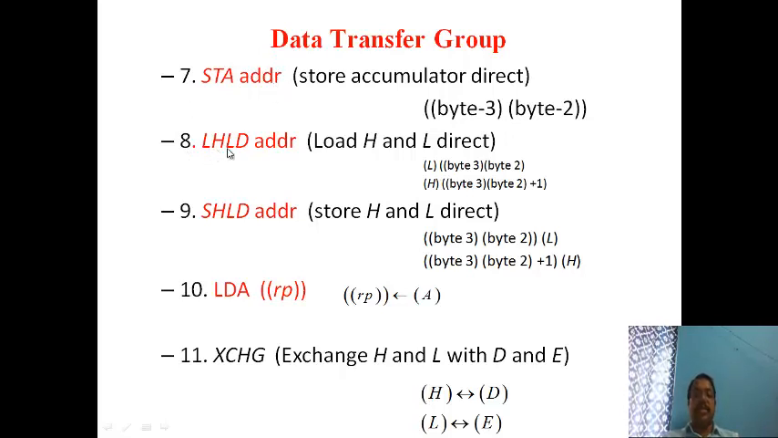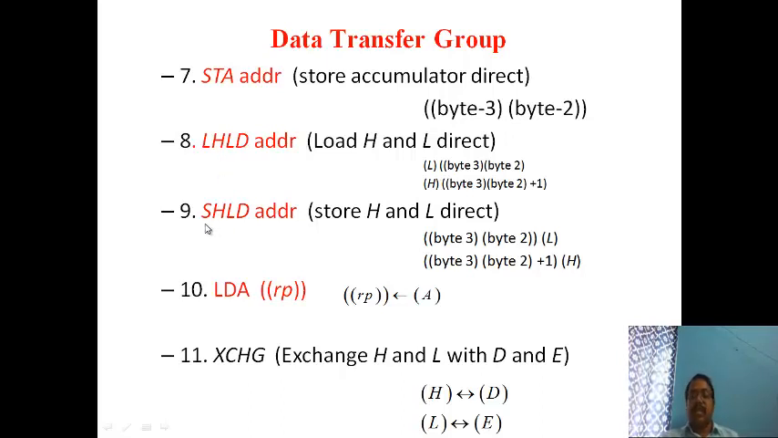Then LHLD, L, H, L, D direct. So here L is the same load, D is the same direct, whereas HL, instead of loading the accumulator, here you are loading HL. So you will have an address. That address value is being moved to the L register, incremented by 1, and moved to the H register.